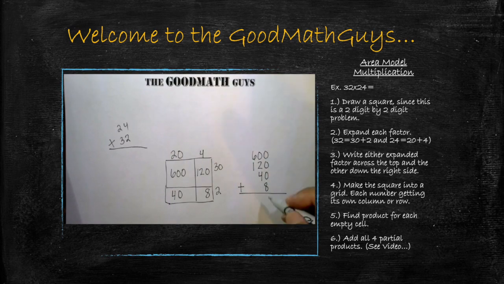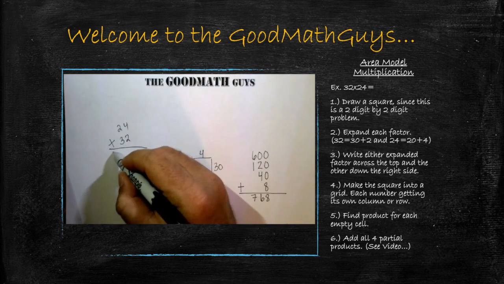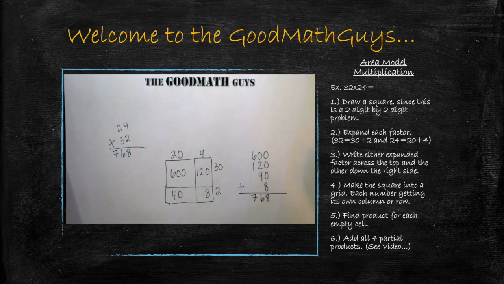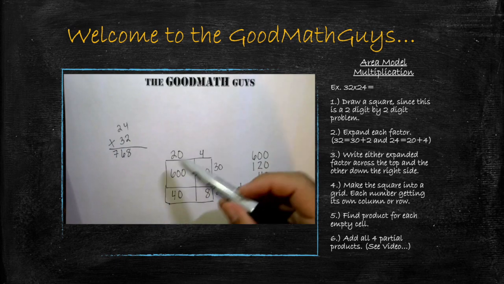Add your ones first, you get 8. Add your tens, you get 6. And add your hundreds, and you get 7. So the product over here would be 768.